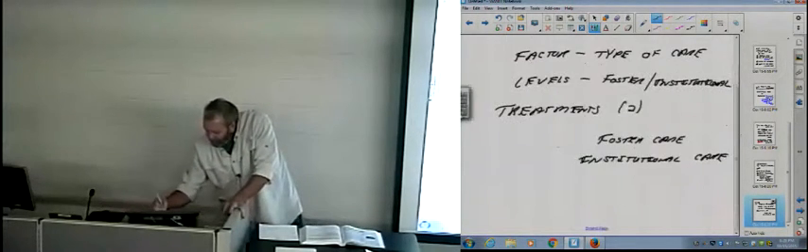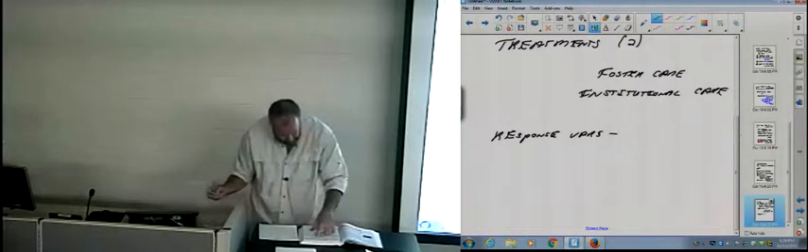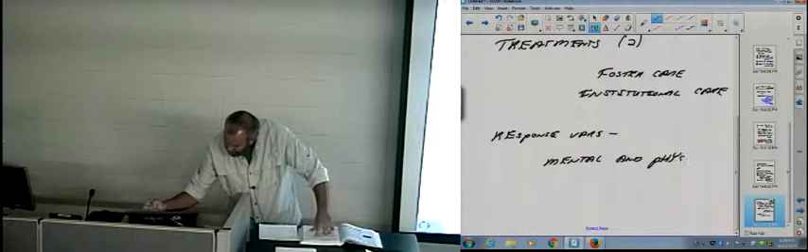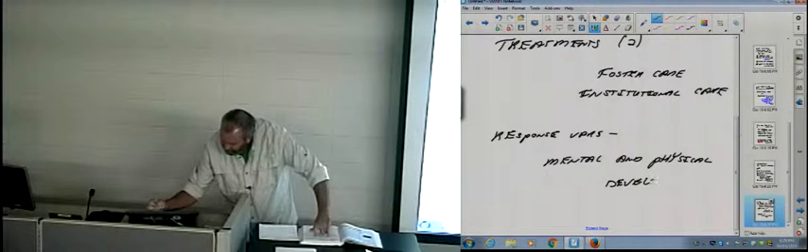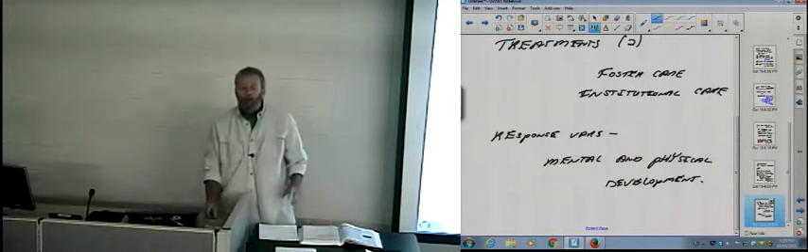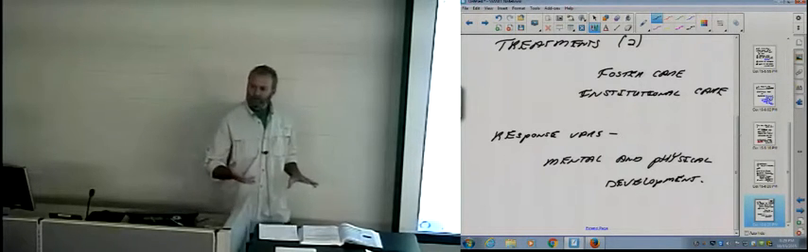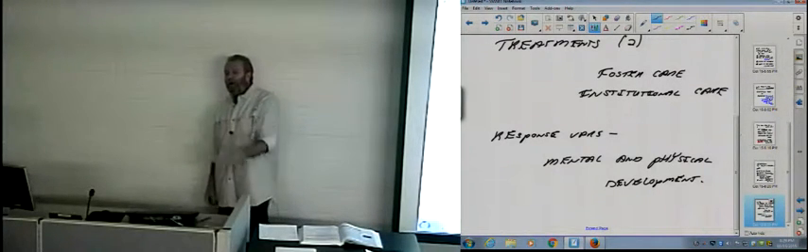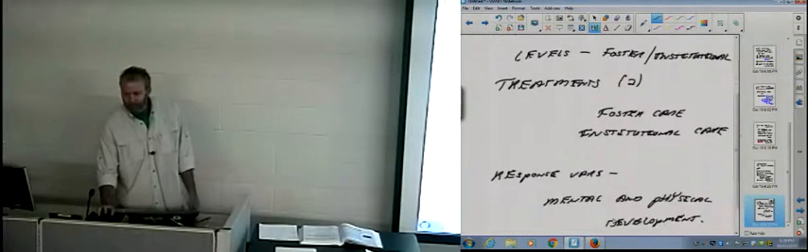So, I don't know what they were. I don't really care. But the response variable, in this case, was what did they measure? They measured mental and physical development with whatever test they used. When you're looking at an experiment, the response variable is whatever you measure after you have imposed the treatment. In this case, they did some kind of test of mental and physical development. Okay? That's everything there is to know about an experiment. Subjects, factor, levels, treatments, response variables.